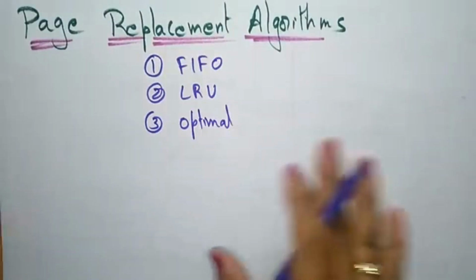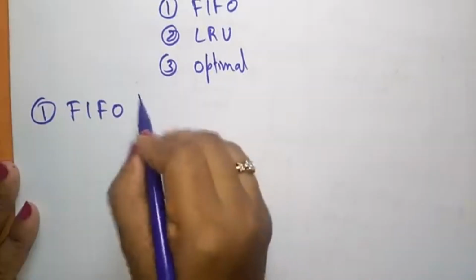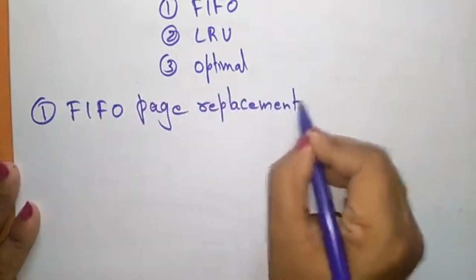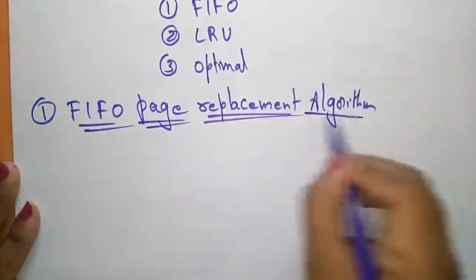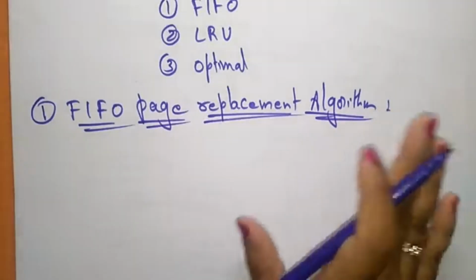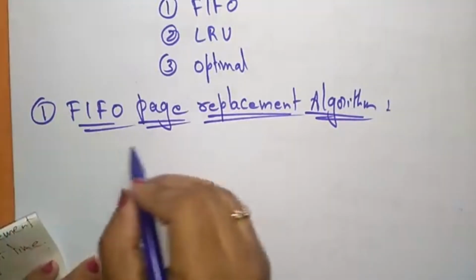Now let us see the first page replacement algorithm, that is first in first out, the FIFO page replacement algorithm. The name itself says it is first in first out. Whichever page enters first, that page has to be deleted first. So it is very easy to implement. The FIFO page replacement algorithm selects for replacement the page that has been in memory for the longest time.